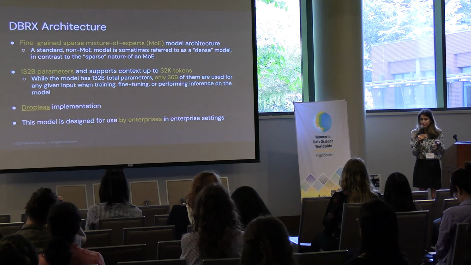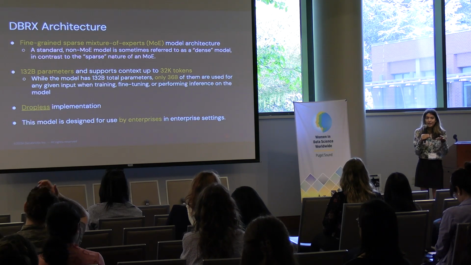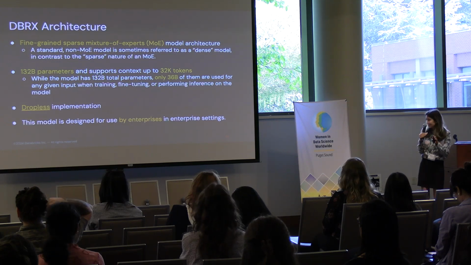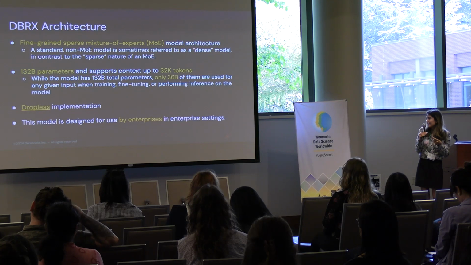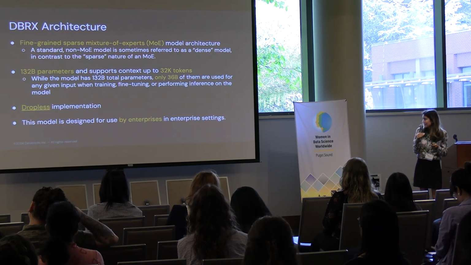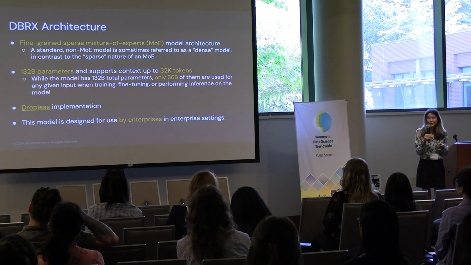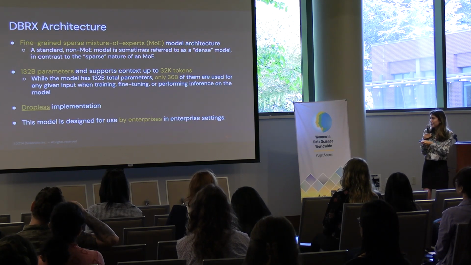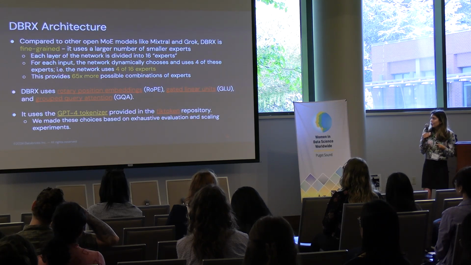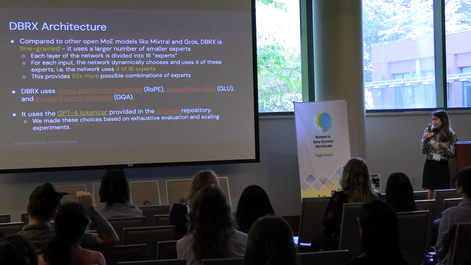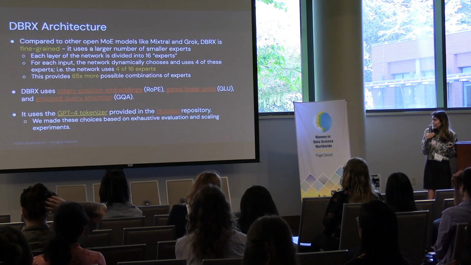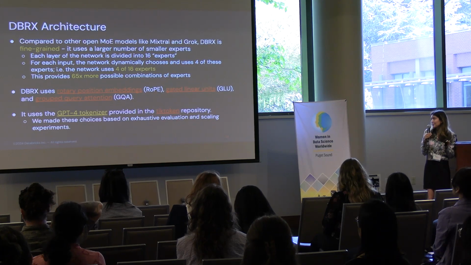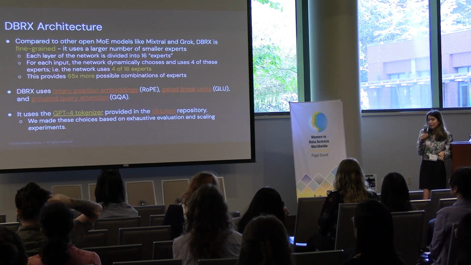So it's kind of like a dolphin that sleeps half of its brain at a time. It's not totally like that, but you can think of it that way. And so we used a dropless implementation of a mixture of experts from an open source repository called Megablocks. We also used a smaller number of experts. Each layer of the network is divided into 16 experts, and for each input, the network at inference time dynamically chooses which 4 of the experts to use.